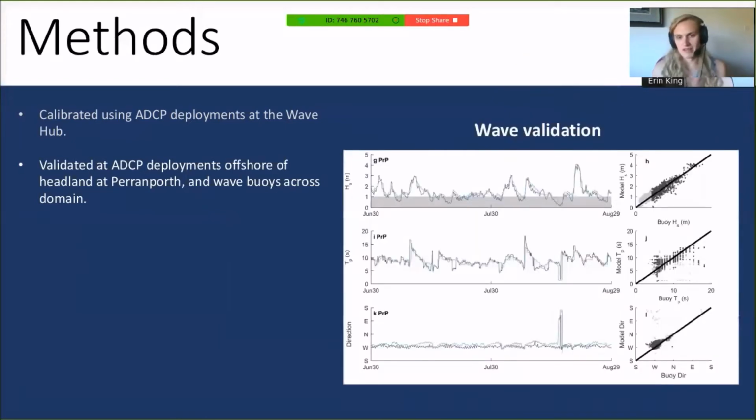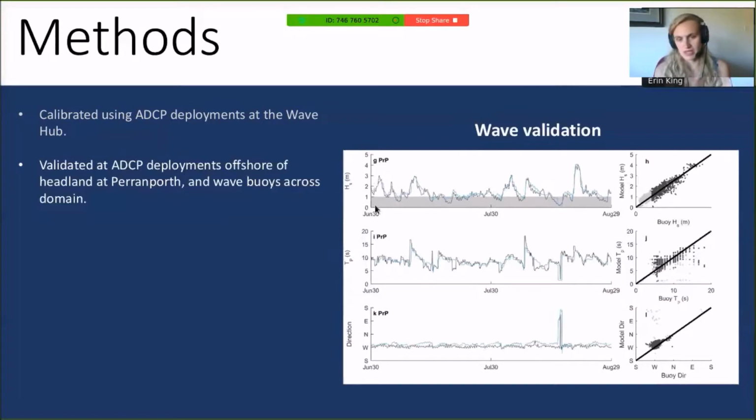Here's an example of the wave validation at Perranporth. Going from top to bottom, we have the significant wave height, the peak period, and the direction. In blue is the model, and in grey is the observation. On the right-hand side, we have an XY plot, and black is the perfect agreement 1-1 line, so we want our points to follow along that line. Model is on the y-axis, and the buoy is on the x.